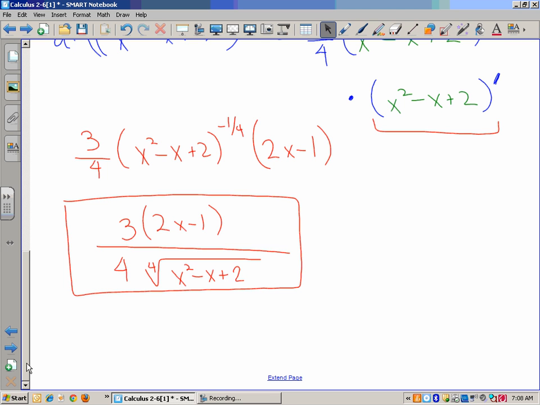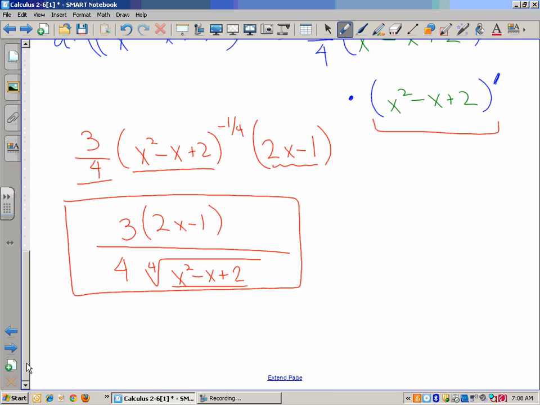Again, baby steps, right? So we pulled the exponent down here, subtract 1 from it. 3/4 minus 4/4 is negative 1/4. The inside remains unchanged. Now I take the derivative of the inside.